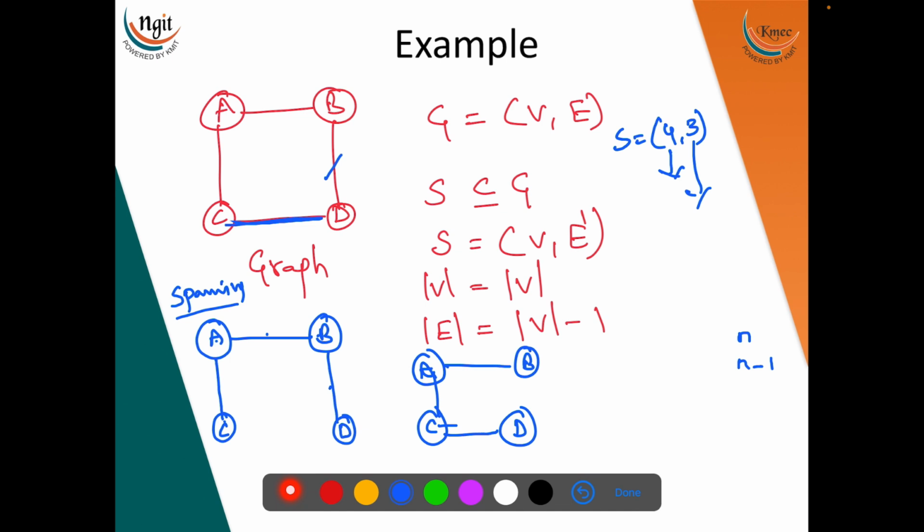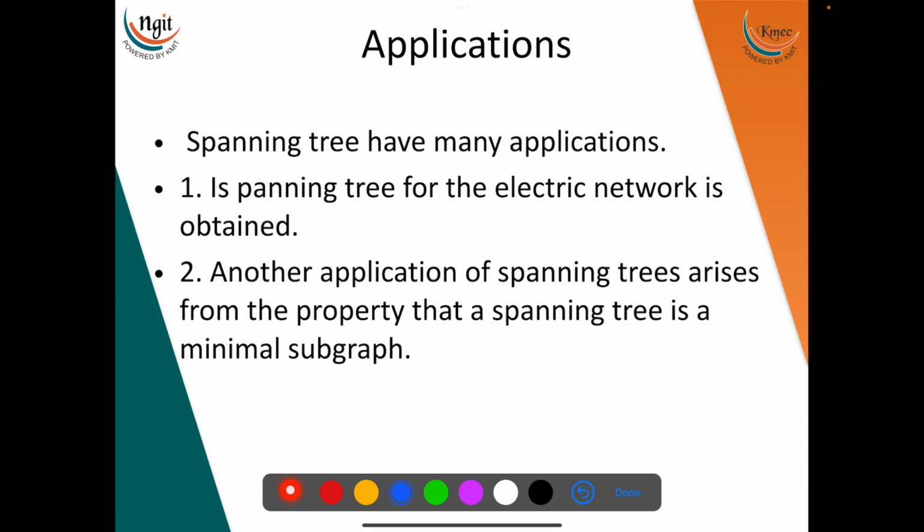And can I get one more spanning tree? For sure you will get one more spanning tree. A, B, D, C. Now even this is a spanning tree. Likewise, how many spanning trees can I generate? So that's also a question. Now we'll see an example of how to generate a spanning tree.